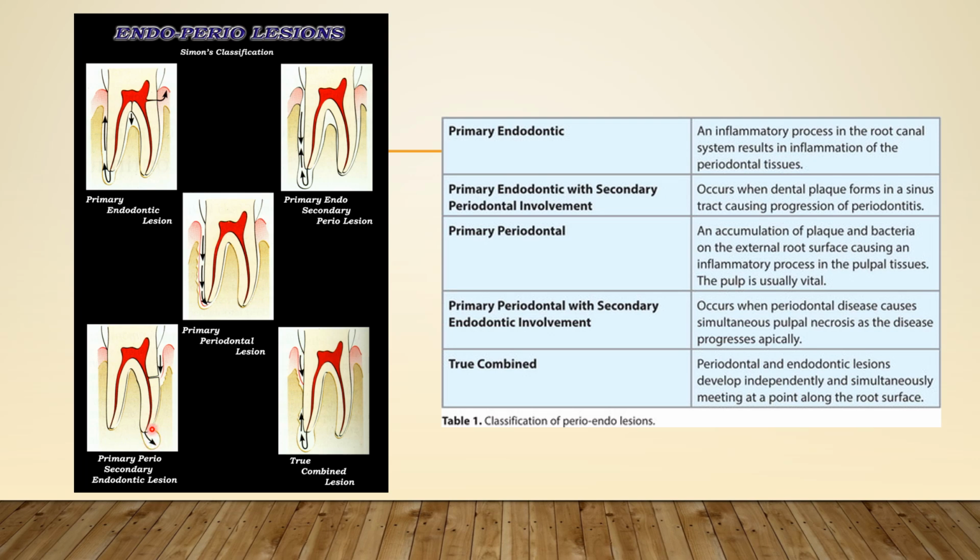So next coming is the true combined lesion. So there is no involvement of endoperio, but this can be a combined lesion. So this can occur when there will be caries, and also there will be periodontitis. So they develop independently and simultaneously. So they will meet at a point. So you can see from this picture, from this it is coming to the perio, and from this it is reaching to the apical side. So at a point it will meet. So there is a true combined lesion.